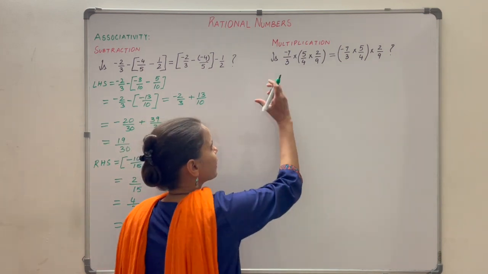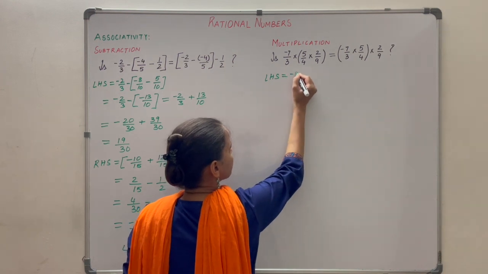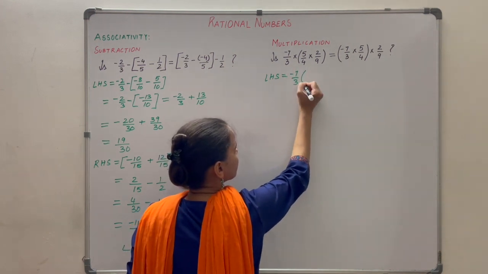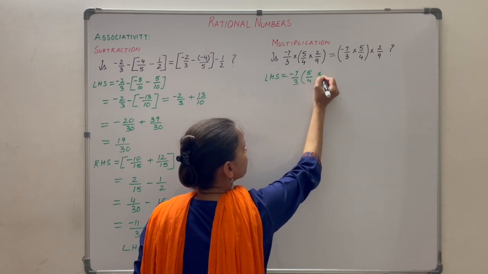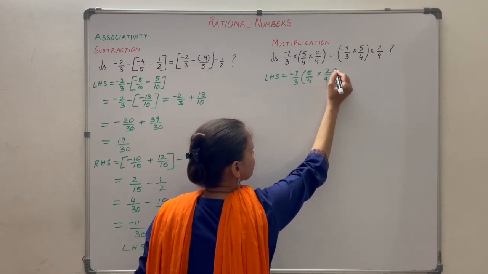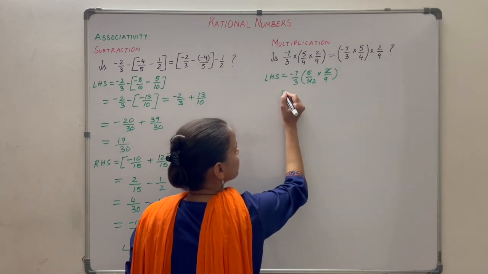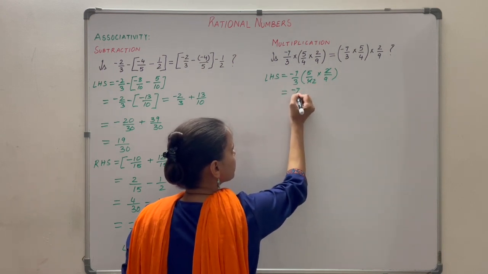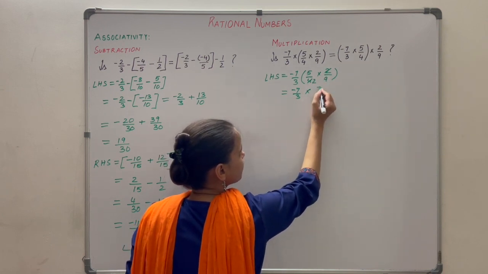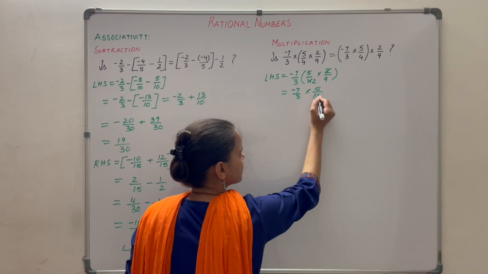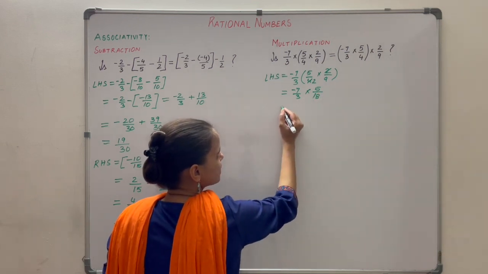So on left hand side we have minus 7 by 3, we'll write down as it is, and inside the brackets we have 5 by 4 into 2 by 9. So we can cancel 2 and 4, so we'll get here 2. So what we'll get here? Minus 7 by 3, then into 5 into 1 is 5, 9 into 2 is 18. So now you can straight away multiply because you cannot cancel anything here.